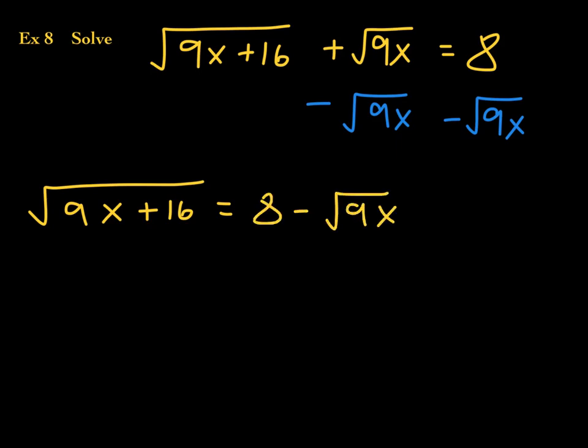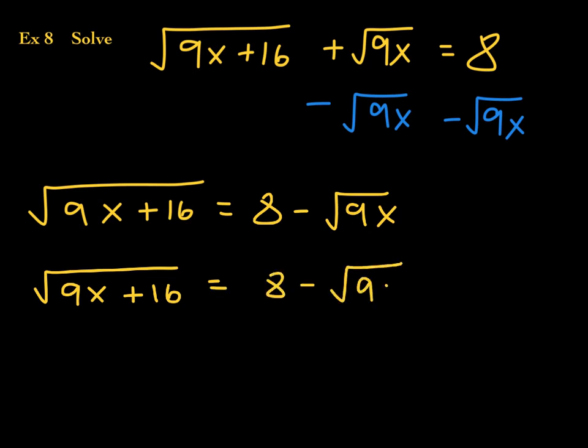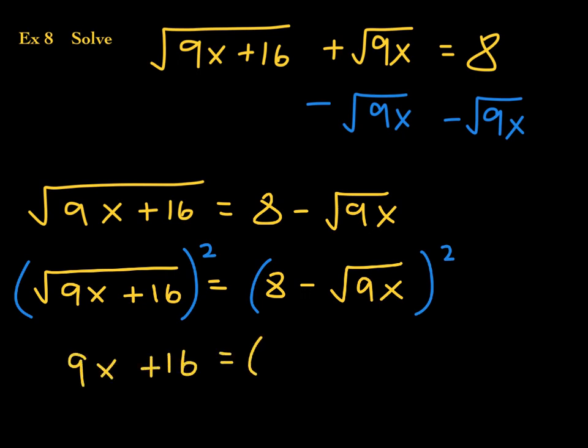Now it's time to raise both sides to the power of the index. In this example, the index is 2. These are square roots, so I'm going to square the left-hand side, which basically leaves me with the radicand. I'm going to put parentheses around the entire right-hand side so that I can square it. Now, the left-hand side is just 9x plus 16, but the right is really 8 minus the square root of 9x times 8 minus the square root of 9x.